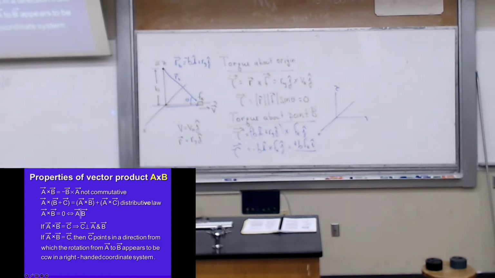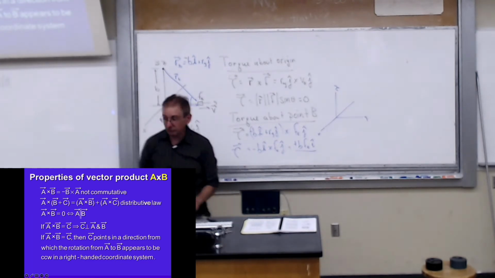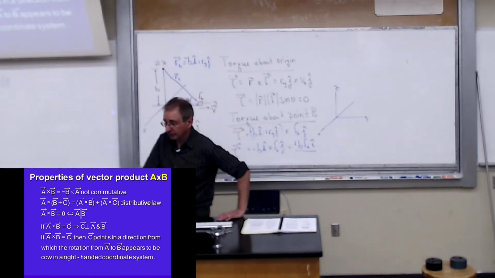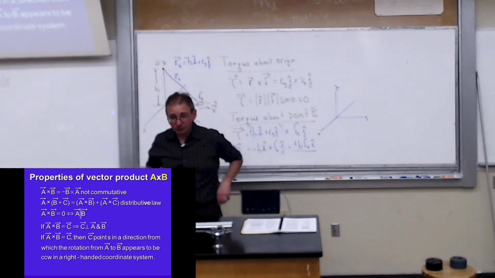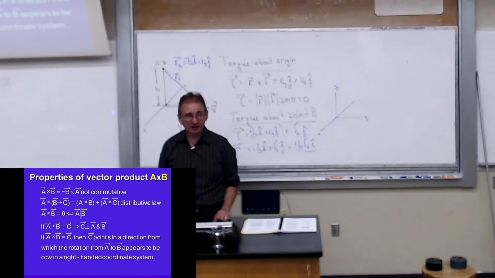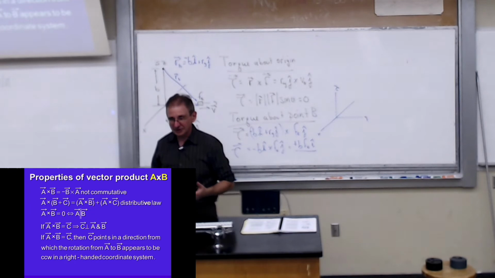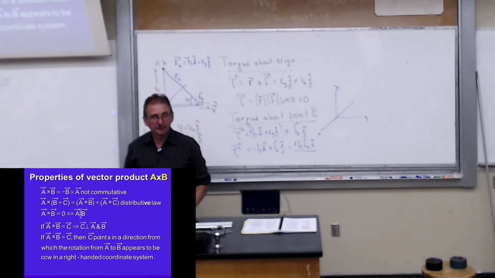Okay, so here are some properties of the torque vector. In fact, these are properties of cross products in general. If you take the cross product of two vectors, the cross product is not commutative. That means that when you take A cross B and B cross A, you don't get the same thing. In arithmetic, 1 plus 2 is the same thing as 2 plus 1, but that's not the case for cross products. A cross B is minus B cross A. They're negative of each other.